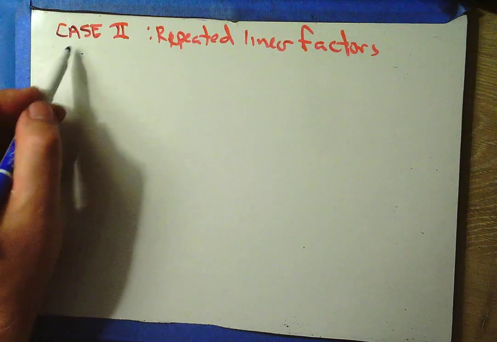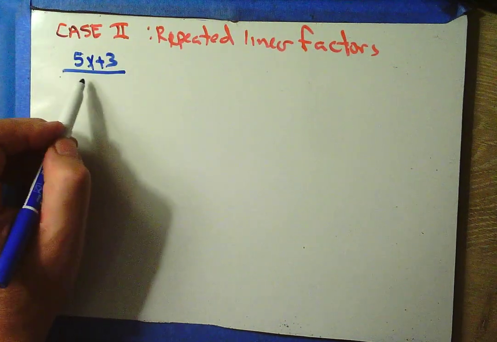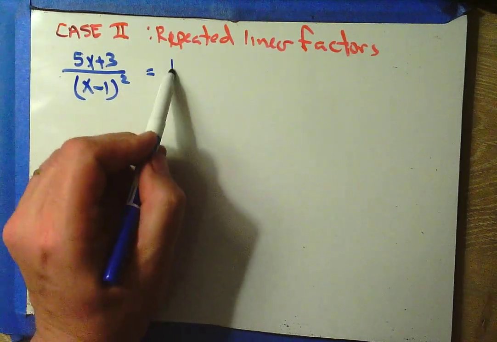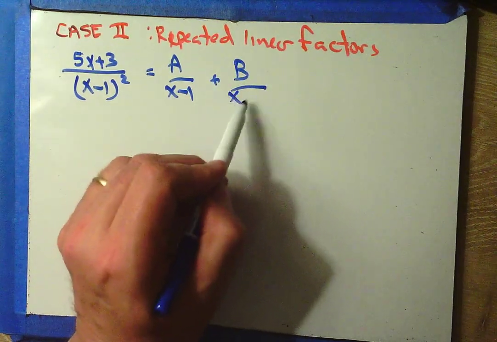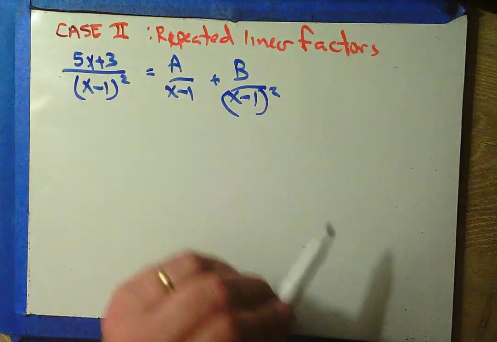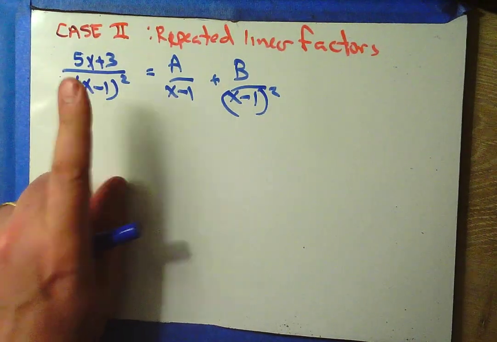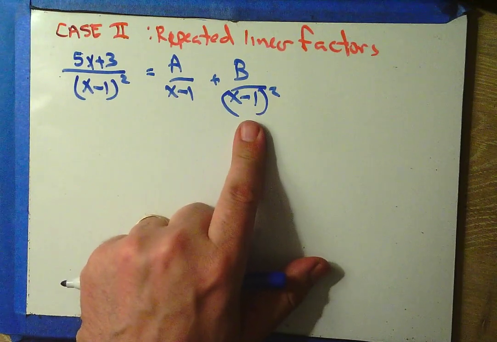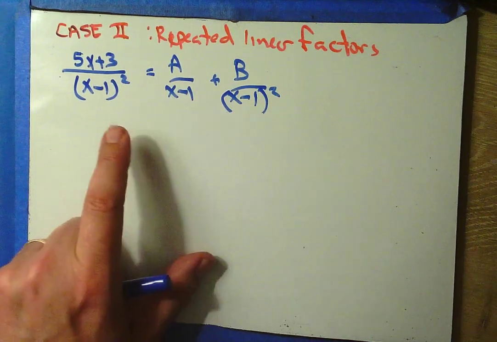So let's take a look at that. We've got 5x plus 3 over x minus 1 squared. And I said the setup would be a over x minus 1 plus b over x minus 1 squared. Again, this is my least common denominator. Not this times this times this. Don't do that. Stop it. Watch the actual video. Hear me nagging you. Write it down in your notes. Don't do that.